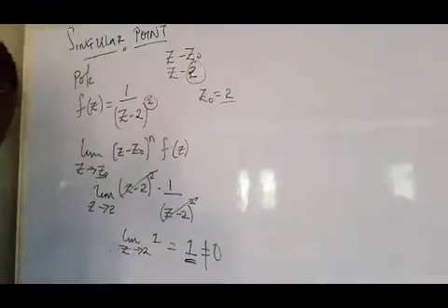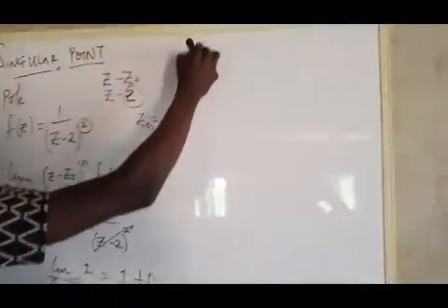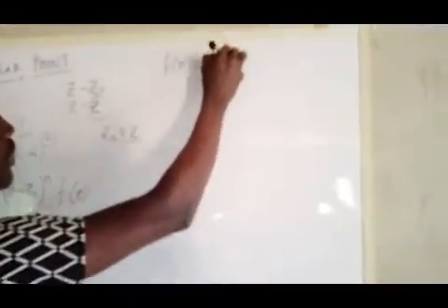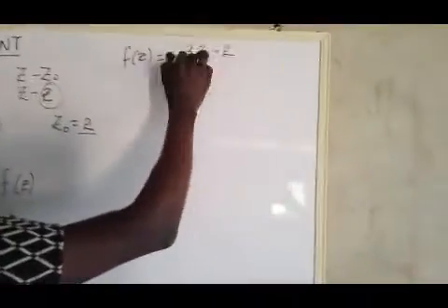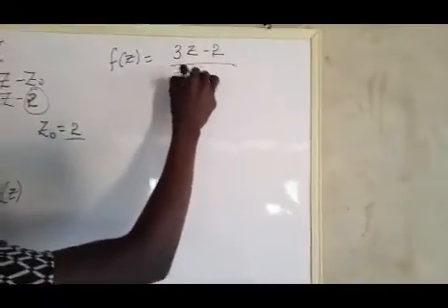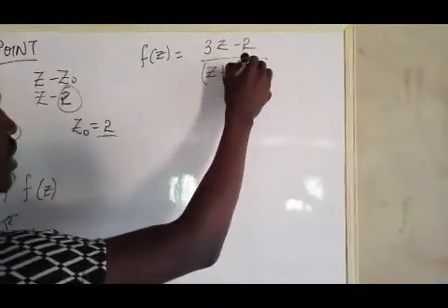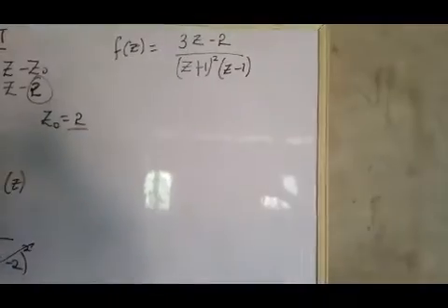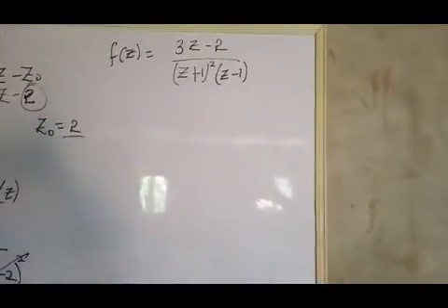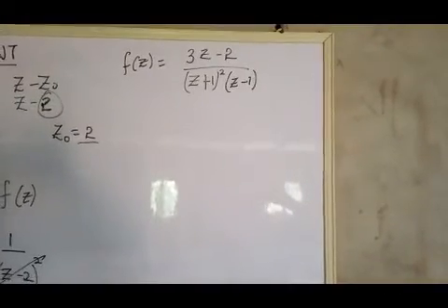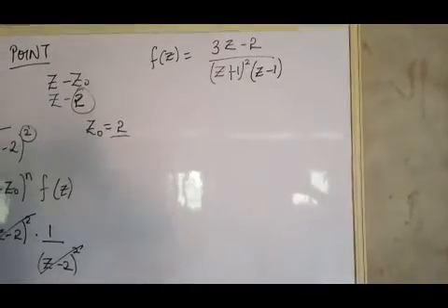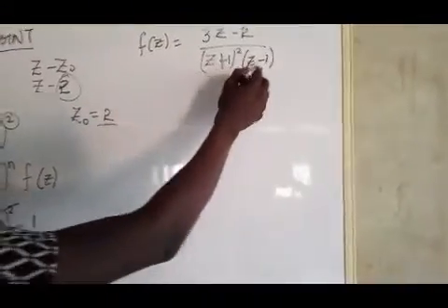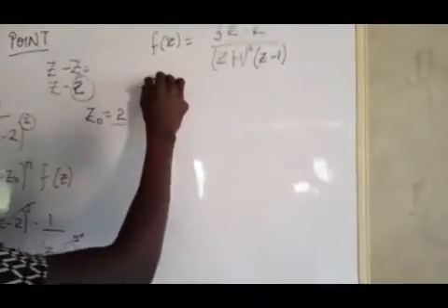Alright, let's see the last example for today. Okay, so let's say we have f of z equals 3z minus 2 over z plus 1 all square then z minus 1. Now, if I have this particular question, how are you going to solve it? It is very simple. The way you solve it is that you first solve for this, then you solve for this. So don't forget our formula is what?